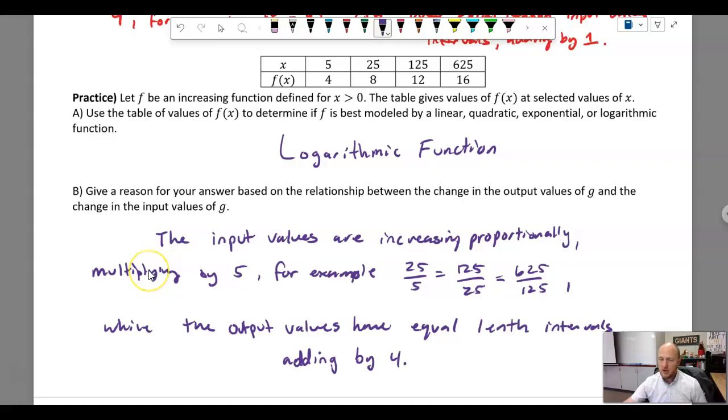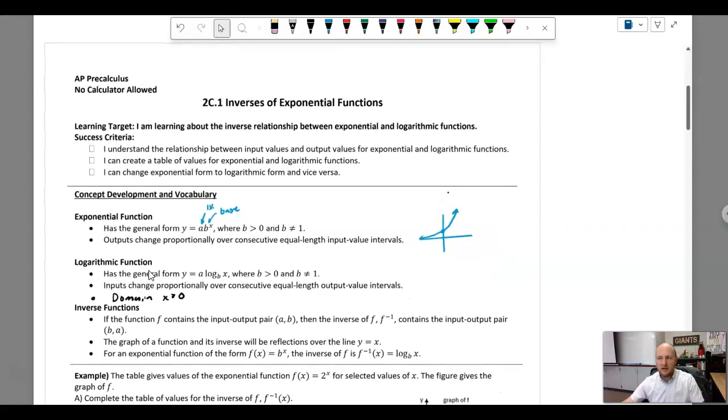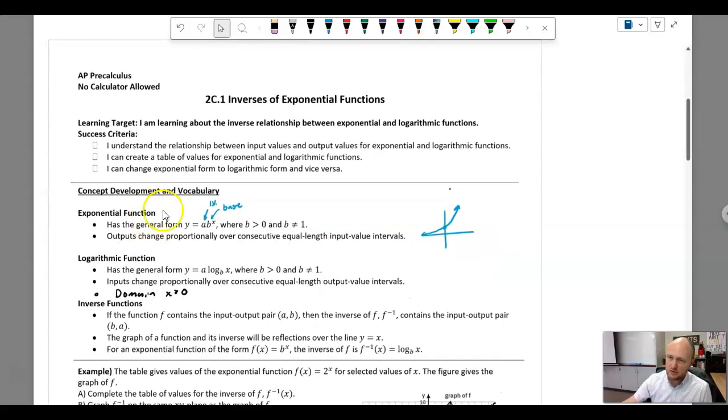There you go. All right, hopefully in this video you learned about a logarithmic function, the inverse of an exponential function. Hopefully you know the relationship between them and how to change between the two forms, as well as justify what makes a logarithmic function.